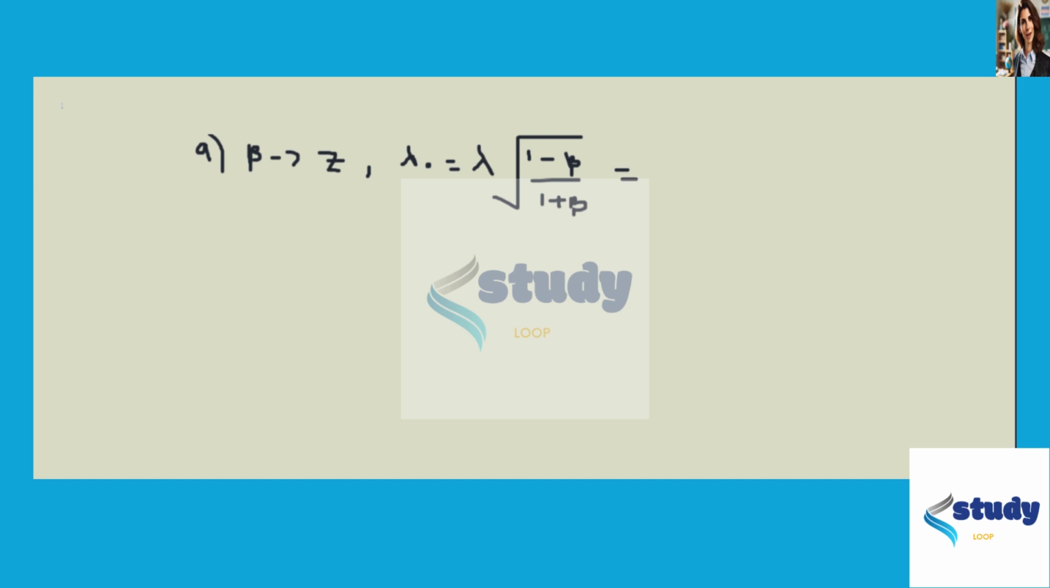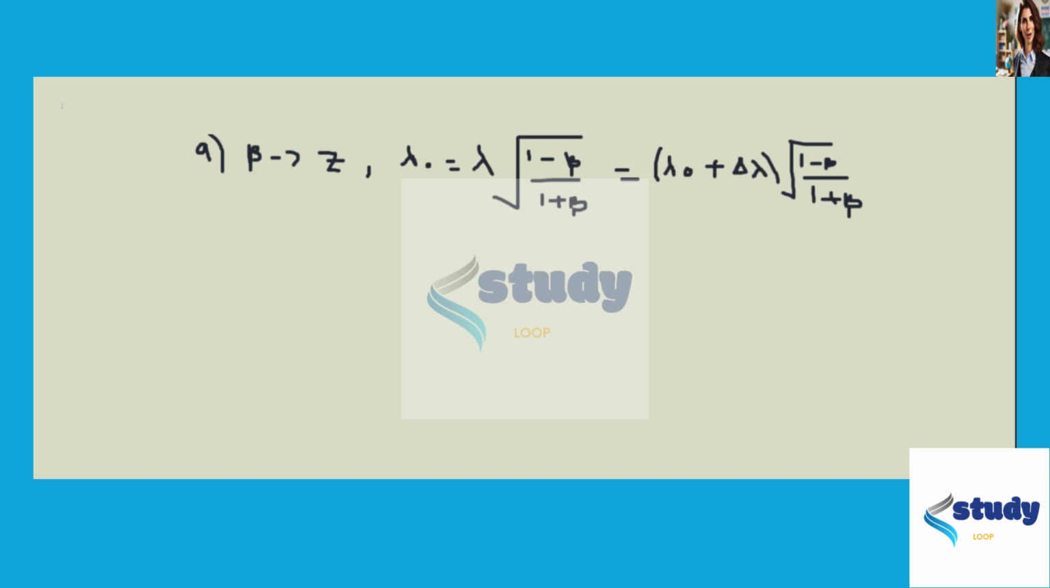So this is equal to lambda naught plus delta lambda. So lambda is equal to lambda naught plus delta lambda, and this is equal to the square root of 1 minus beta over the same thing but differing by sign, 1 plus beta.